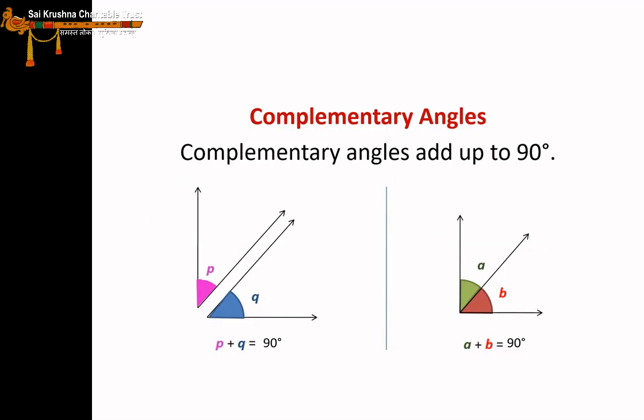Complementary angles add up to 90 degrees. In the figure below, notice that angle P and angle Q, when added together, equal 90 degrees. Hence, P and Q are called complementary angles. Similarly, A and B are also called complementary angles as they add up to 90 degrees.